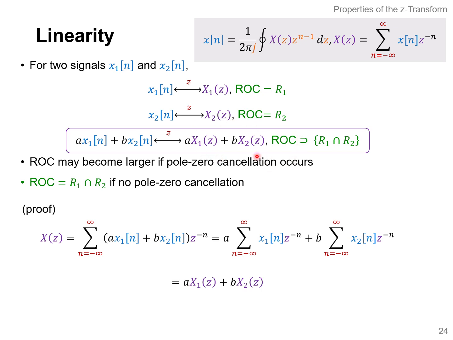Please pay attention to the region of convergence. The region of convergence for the new signal comes from the overlap of the two original regions. It is the intersection of the two ROCs, R1 and R2. If a pole and a zero cancel each other, the ROC can become larger. We can prove this property by expanding the summation in the Z transform and grouping the terms.